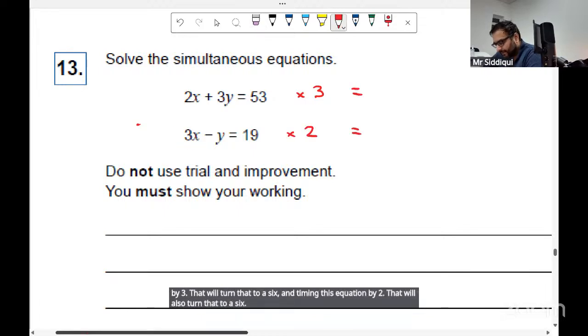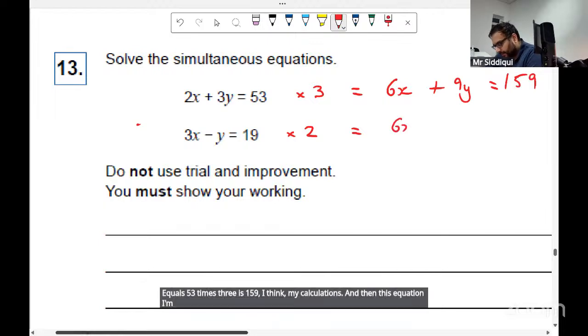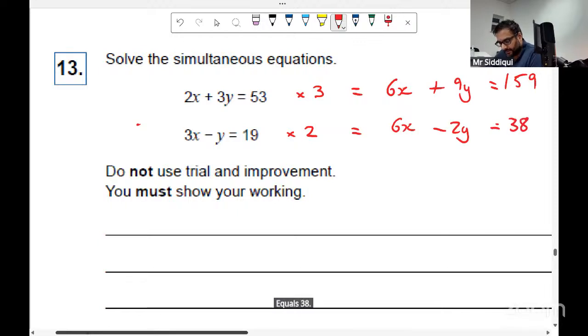So what do we have? 6x plus 9y equals 53 times 3 is 159, I think, my calculations. And then this equation I'm going to times by 2, and I will get 6x minus 2y equals 38. 19 times 2 is 38.